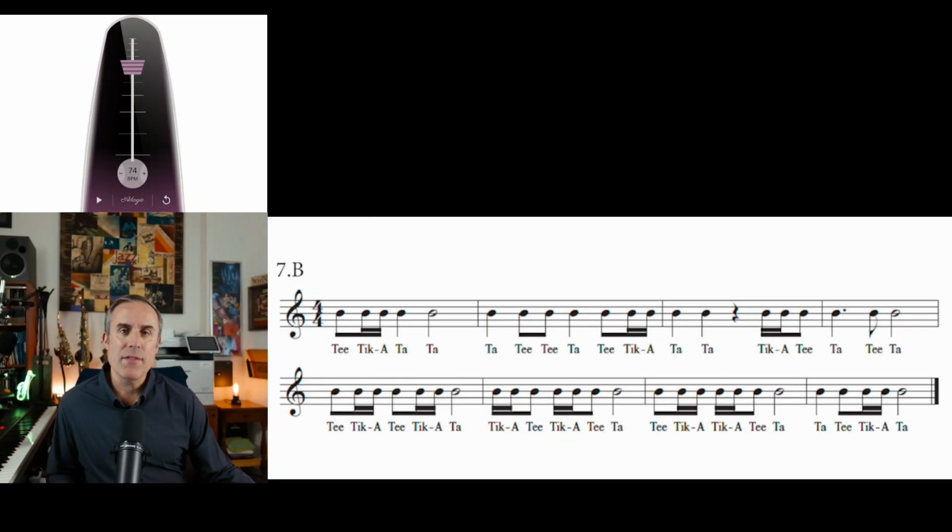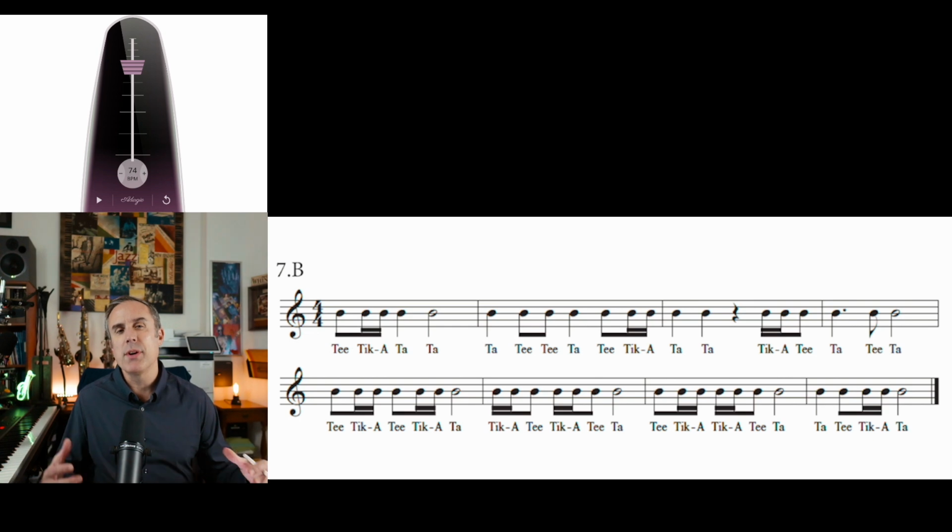All right, let's dive into the next exercise, exercise 7B. The first thing I'm going to do is once again circle all of our new rhythm patterns for week 7. So the T-Tik-As and the Tik-A Tees. Let's go in and find them now.